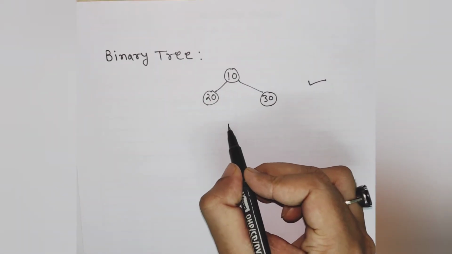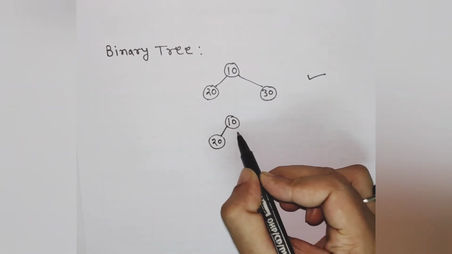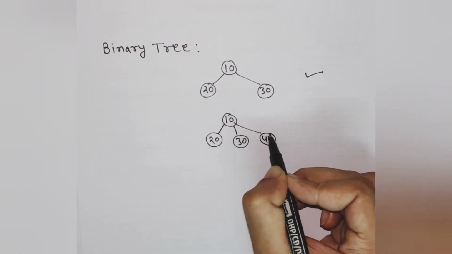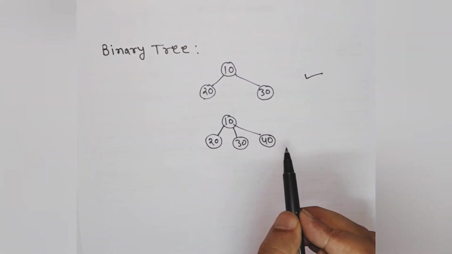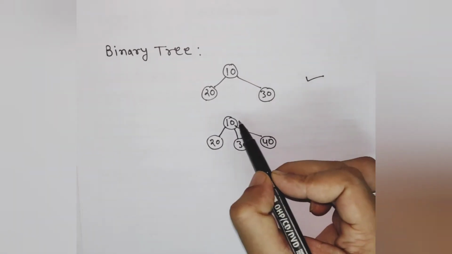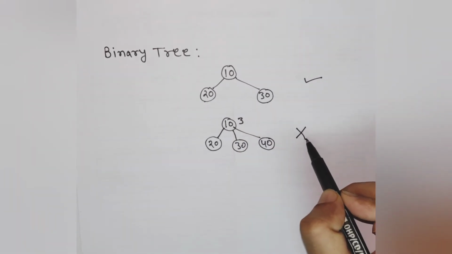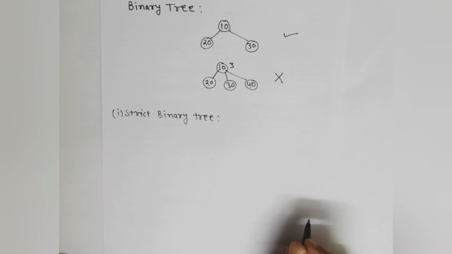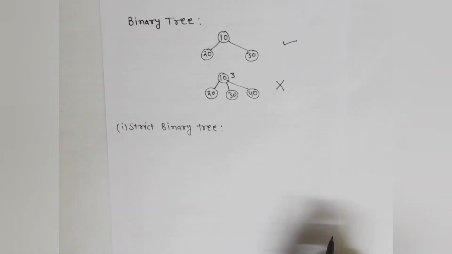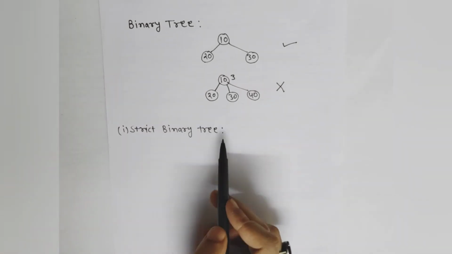The root node has 2 children, 20 has no children, and 30 has no children, so it satisfies the property of a binary tree. Suppose I draw a tree like 10, 20, 30, 40. Then it is not a binary tree because 10 has 3 children, so the degree of 10 is 3. There are many types of binary tree. Now let's see the first one, the strict binary tree.